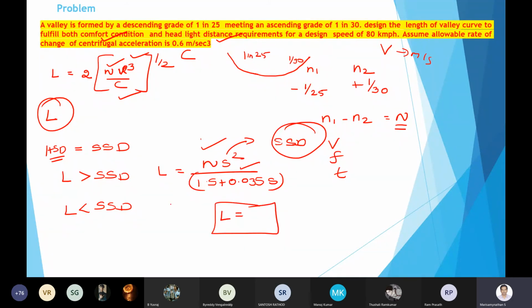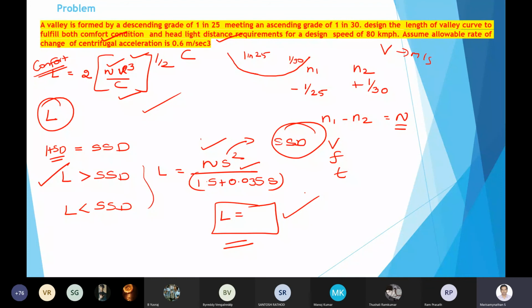For this particular problem, it will satisfy case 1 itself, and you will get the final value for this particular problem. So this is with respect to the valley curve where we are considering the comfort of the driver. For that there is only one case, there are no two cases. With respect to the headlight distance, there are two possibilities: greater than SSD or less than SSD. So apply the equation according to that. Then out of these two, which one is satisfying? That will be the final length.